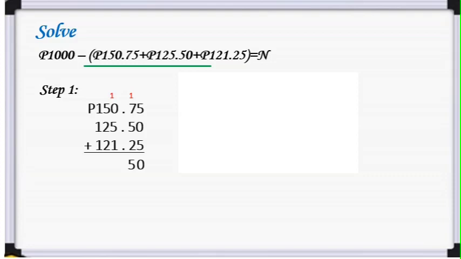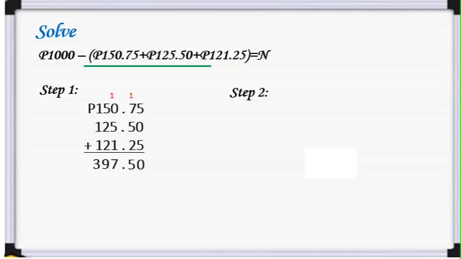Now, let us add 1 plus 0 plus 5 plus 1 is 7. Now, 5 plus 2 is 7. And then 1 plus 1 plus 1 is 3. So now let us move to our last step in adding decimal numbers. We need to put the decimal point directly aligned to the decimal point of the other addends. So the answer, the total amount that I spent, is 397 pesos and 50 centavos.